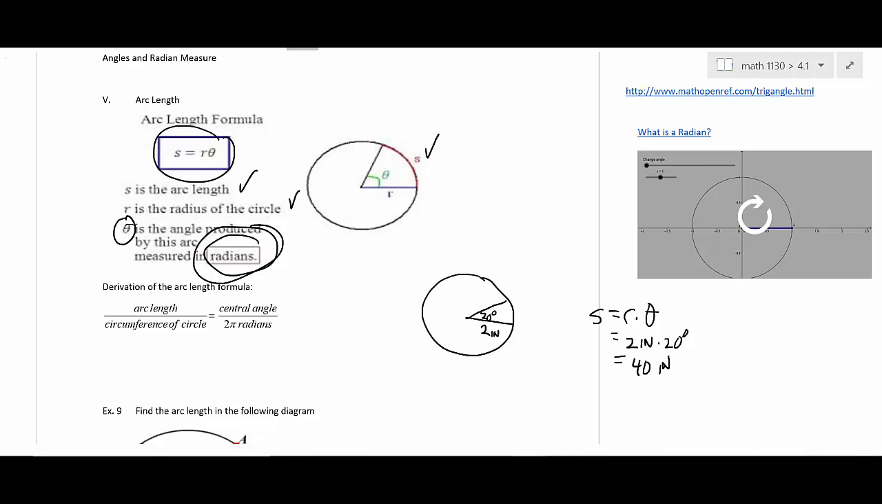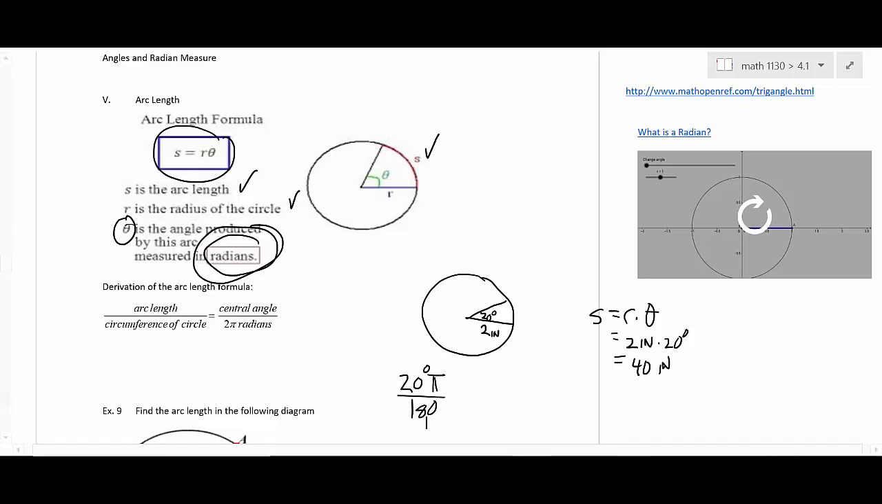If that's only 2 inches, then you're telling me that distance is 40? And I see students do that all the time on this, so you got to make sense of your answers. There's no way in the world that's 40. So the way that you have to do this problem, you have to change that 20 degrees to radians by multiplying by pi over 180.